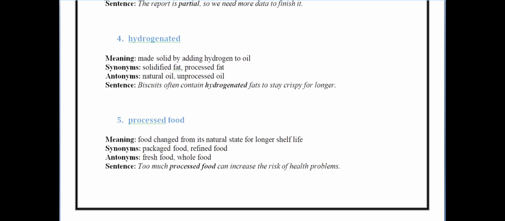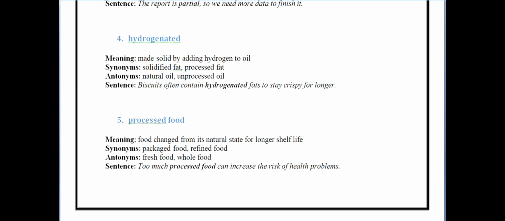Word 4 is hydrogenated. Something which is made solid by adding hydrogen to oil. The synonyms are solidified fat or processed fat. The antonyms are natural oil or unprocessed oil. Biscuits often contain hydrogenated fats to stay crispy for longer time.